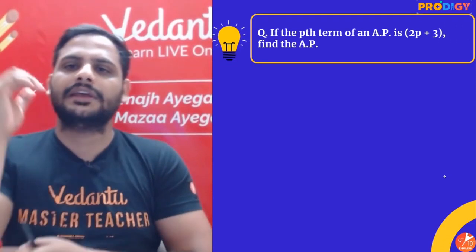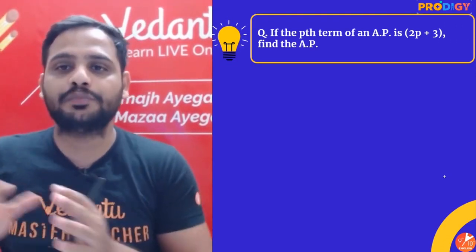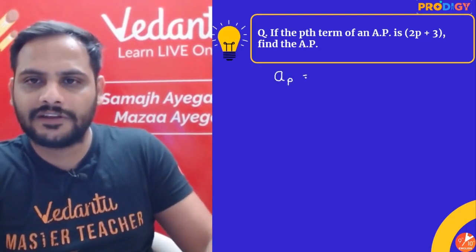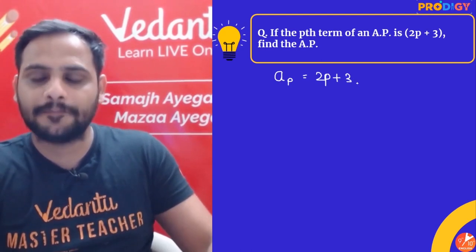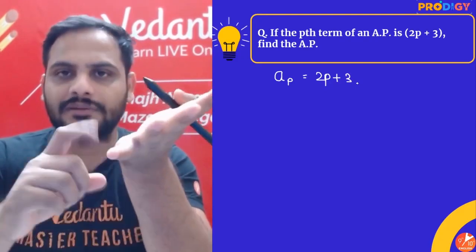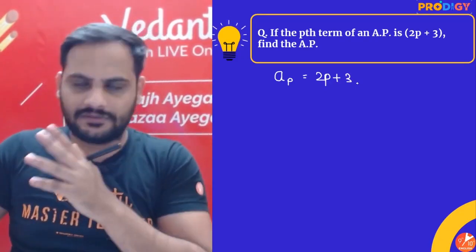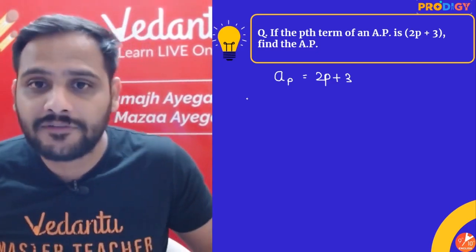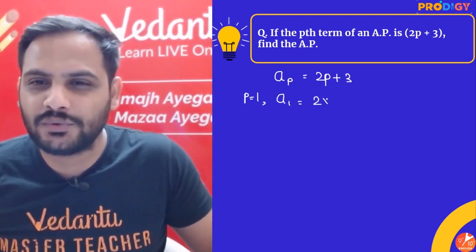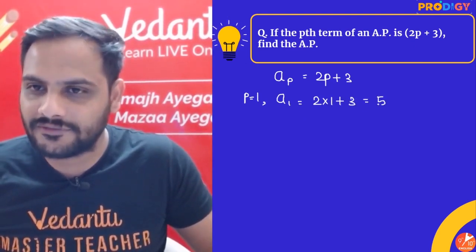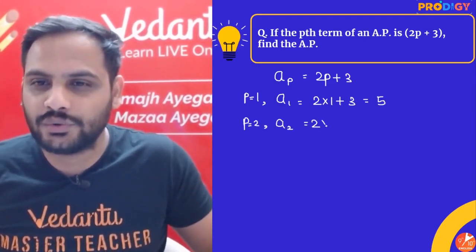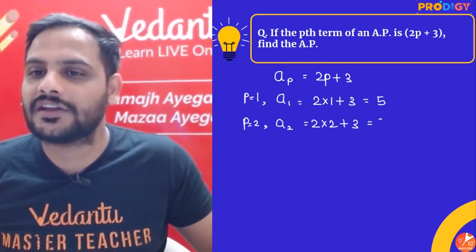Okay? Next question. If the pth term of an AP is 2p plus 3, find the AP. That means they are saying suppose the pth term of an AP is given as 2p plus 3, find the AP. So I can say that I don't know what the first term, second term, third term are, but the pth term is 2p plus 3. Now this p can be anything. If I make p equal to 1, I'll get my first term, which will be 2 into 1 plus 3, which is 5. If I put p equal to 2, I'll get my second term as 2 into 2 plus 3, which is equal to 7.